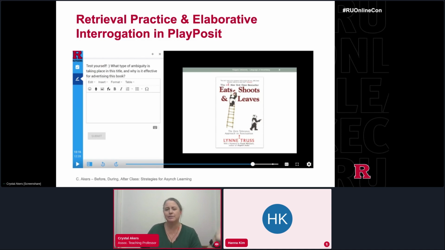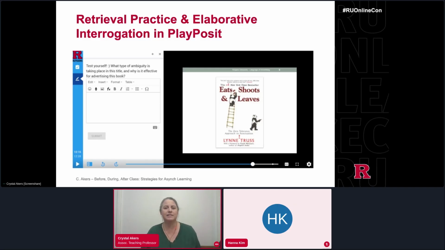We've learned about lexical ambiguity and structural ambiguity in the course, and we need to be able to understand the difference. And then I ask them a question based on elaborative interrogation as well. So why is this ambiguity effective for advertising this book? The question itself is presupposing that the ambiguity is effective, so students don't have to make a judgment on that. They just have to be able to make a case for why it's effective. And then they submit their answer, and then they get to hear my explanation, providing them immediate feedback on the possible answers.